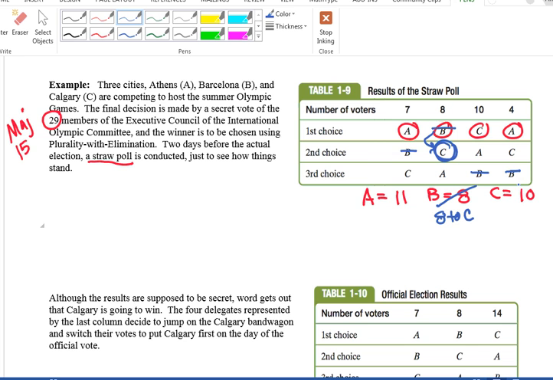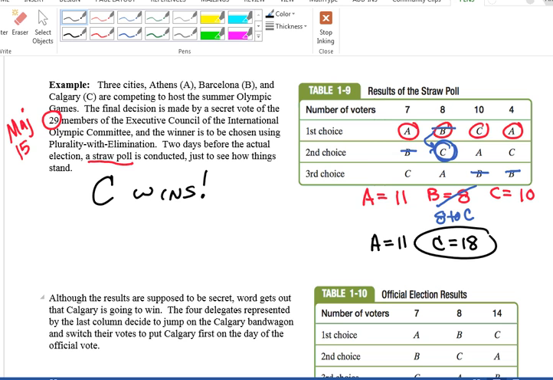Again, that has nothing to do with C having fewer than A. It's because C is who those 8 people would prefer if they can't have B. All right, that gives me 8. A has 11, and C has 18. That is a majority, and so C is our winner.